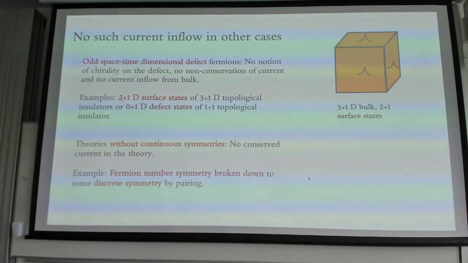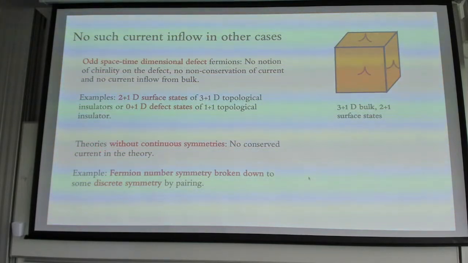And it turns out, of course, there's no such current inflow in other examples that I discussed. If you have an odd spacetime dimensional defect fermion, there's no notion of chirality on the defect, no non-conservation of current, and no current inflow from bulk. There are some examples here: for example, the 2+1D surface states of a 3+1D topological insulator, or the 0+1D defect states of 1+1D topological insulators.